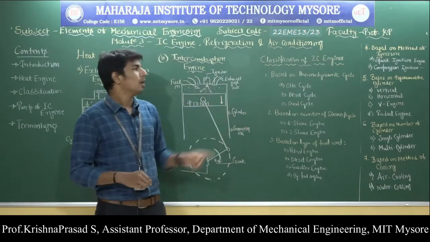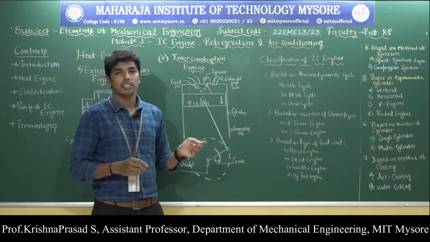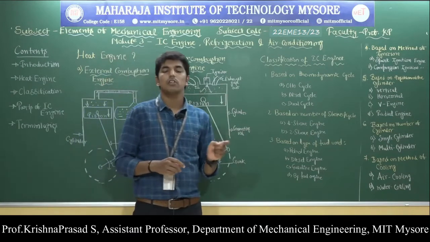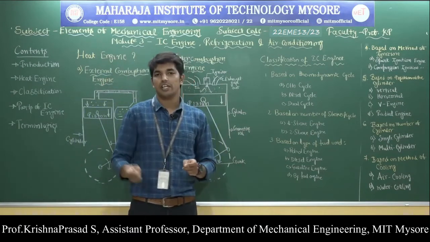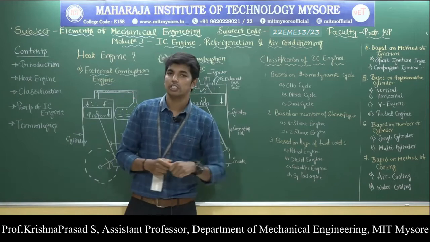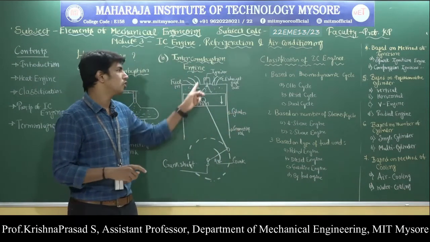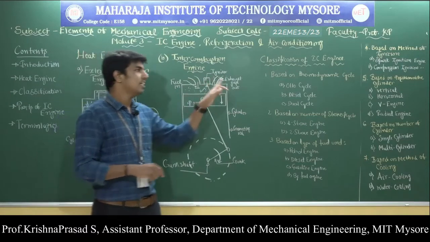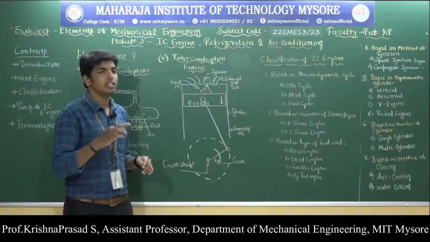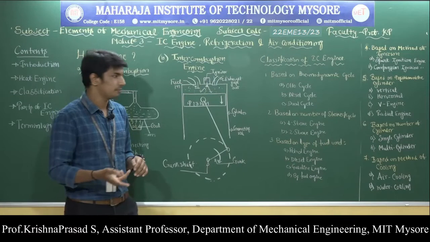The second one, compression ignition engine. Here the fuel is ignited as the fuel comes in contact with hot compressed air. Then it is called the compression ignition engine. So in the case of the spark ignition engine, the igniter used is called the spark plug, and in the case of the compression ignition engine, the igniter used is nothing but the fuel injector.